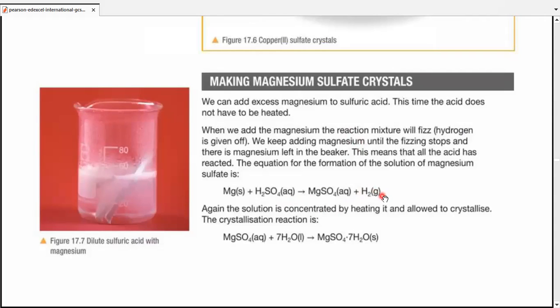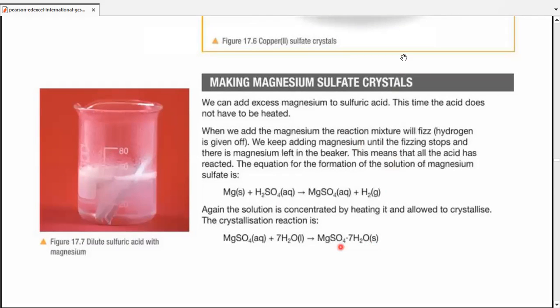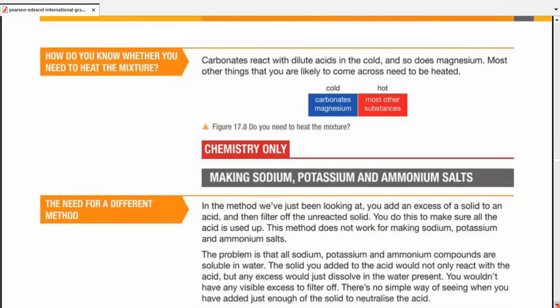This is the reaction. Again, the solution is concentrated by heating it and is allowed to crystallize. And this is the salt that we get. Remember, this is the hydrated salt, not the anhydrous one. However, this one is white in color.